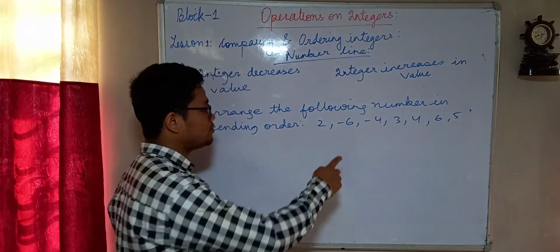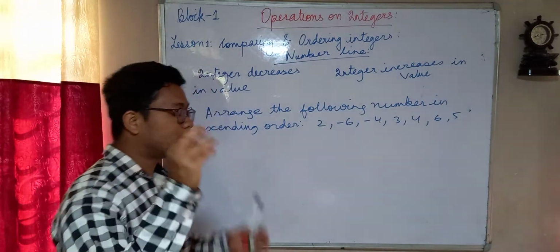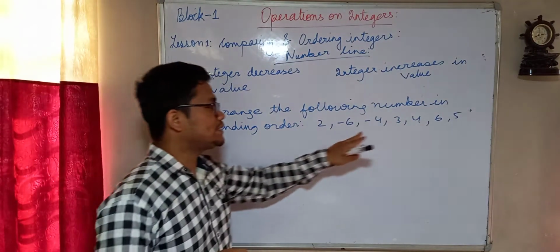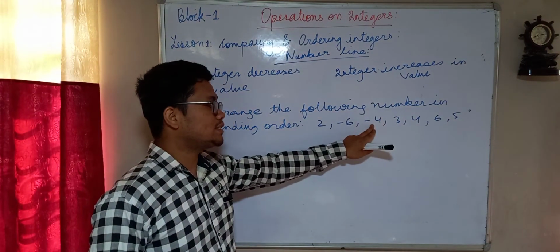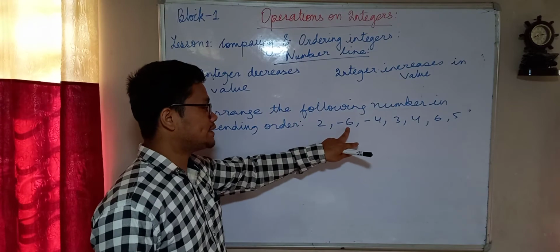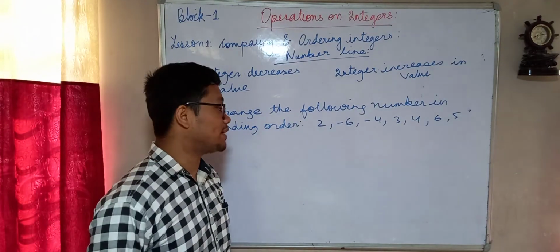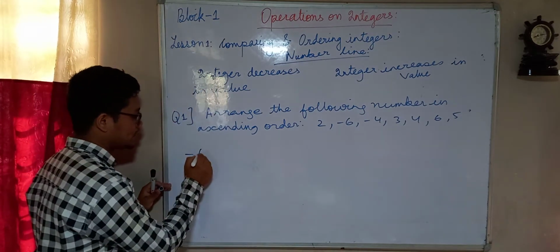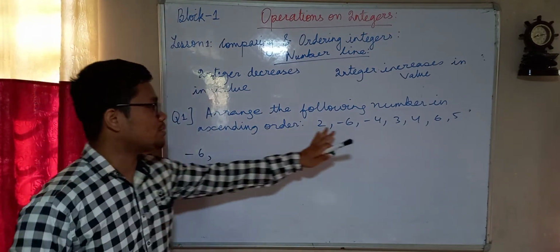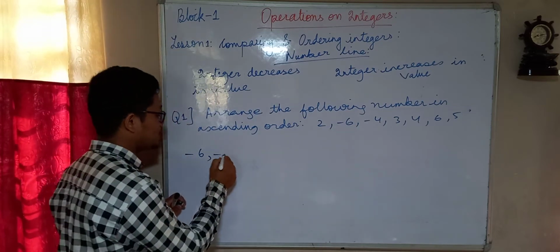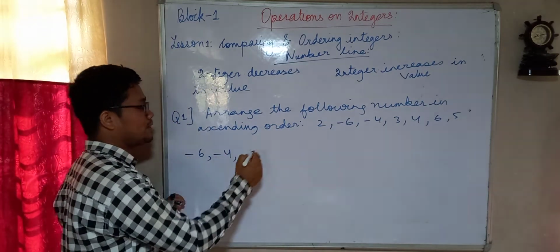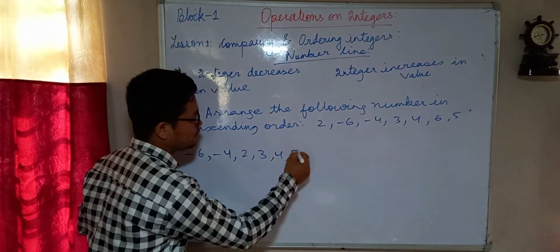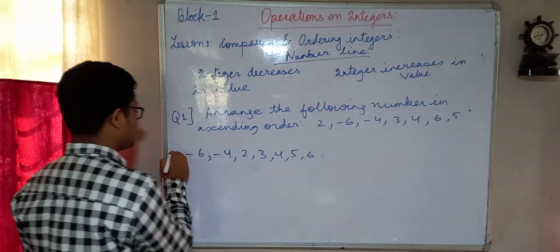Now there are two negative numbers, minus 6 and minus 4. What you do is imagine a number line. On the number line, minus 4 is on the right side of minus 6, so minus 4 is bigger than minus 6, isn't it? That's why you first write minus 6, because minus 6 is the smallest amongst all these numbers. Then comes minus 4, then a bit bigger number is 2, then 3, then 4 children, then 5, then 6. This will be your answer.